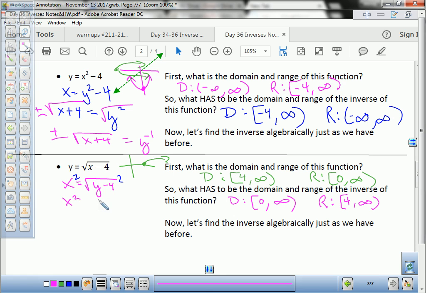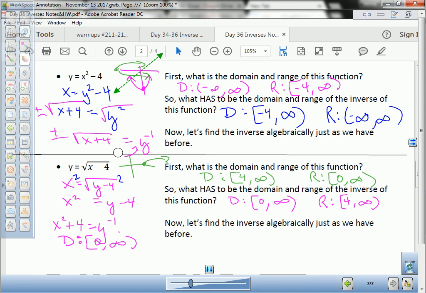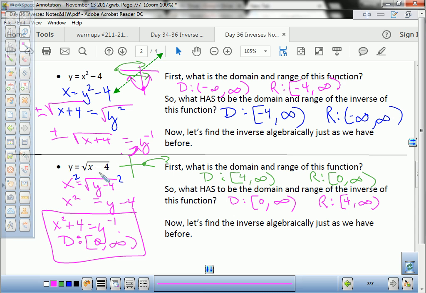Then we would get x squared equals y minus 4. So x squared plus 4 equals y inverse. Now, if I graph that, it would be a parabola that gets both sides. This right here. So, do you see how important it is to add the domain to this? Because if I reflected this over the x equals y line, I don't get both sides. I only get this side. So you must restrict the domain of the inverse of a square root function. You've got to have both parts to be correct.